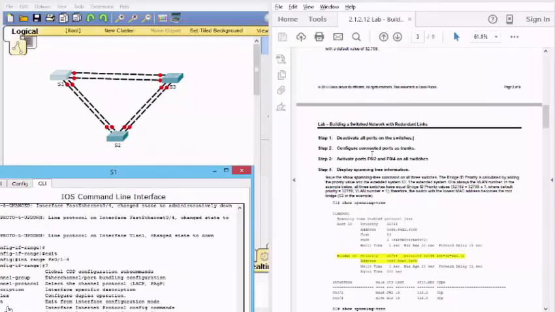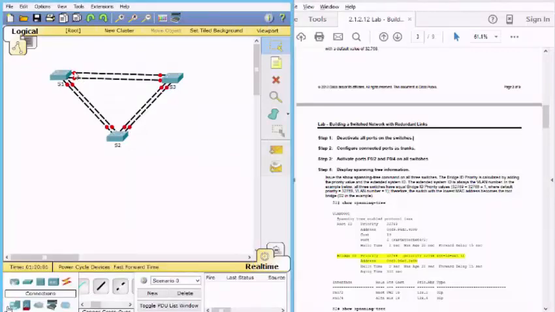Activate Fast Ethernet 2. This is 4, this is 3, this is 2, and so it's 2 and 4. These two links we're going to be activating. This one and this one.